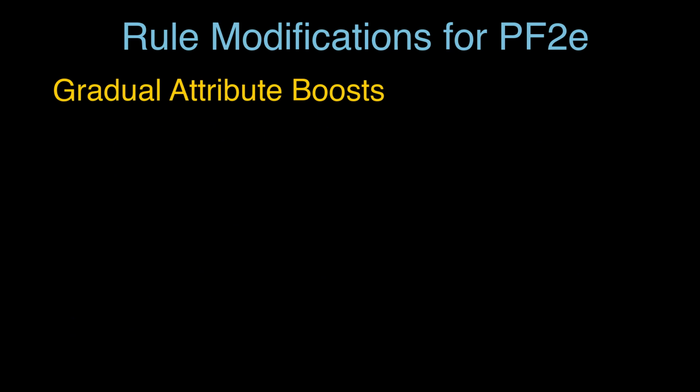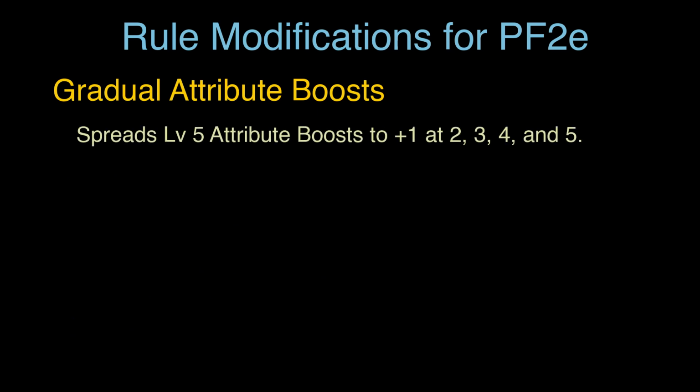The next variant I use is gradual attribute boosts. This variant simply spreads out the 4 ability boosts typically gained at levels 5, 10, 15, and 20. Instead, characters get 1 boost at levels 2 through 5, 7 through 10, etc. I like this variant because it gives players additional immediate benefits with each level up. Getting to choose an attribute at each level is a sweet reward for earning that next level.